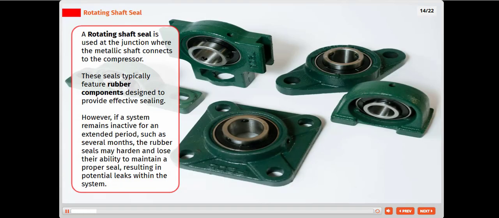A rotating shaft seal is used at the junction where the metallic shaft connects to the compressor. These seals typically feature rubber components designed to provide effective sealing. However, if a system remains inactive for an extended period, such as several months, the rubber seals may harden and lose their ability to maintain a proper seal, resulting in potential leaks within the system.